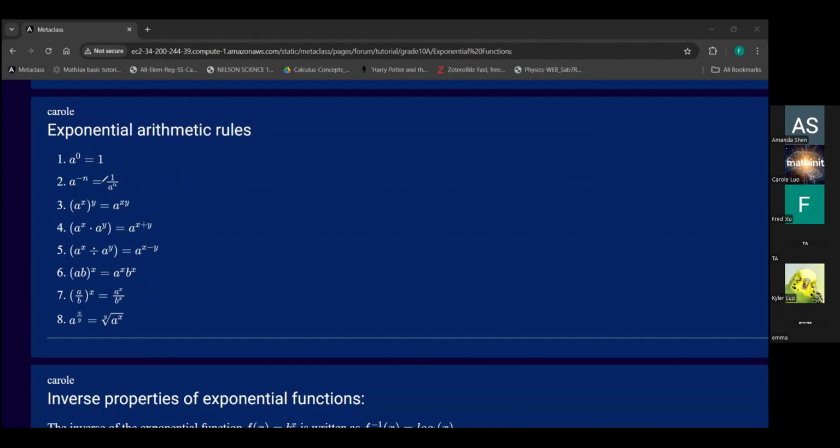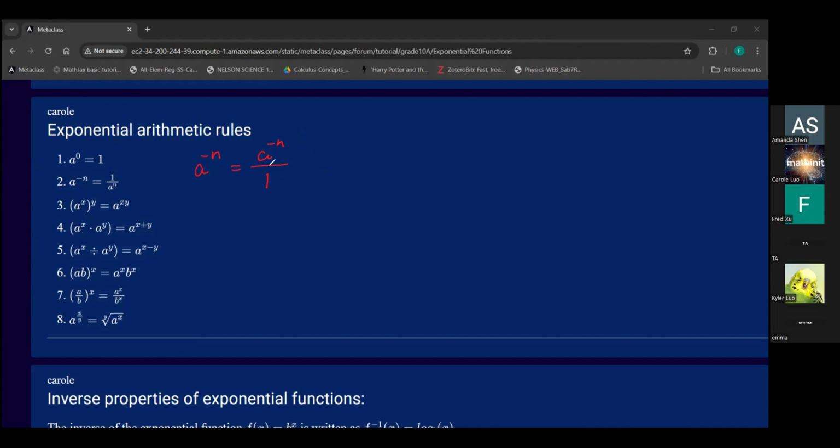A to the negative n is equal to 1 over A to the power of n. So when it is a negative exponent, in this case A to the power of negative n, you can rewrite this as A over 1 to the power of negative n, right? Because any number divided by 1 is just itself. So you can just write it like this. And let me write it as this instead.